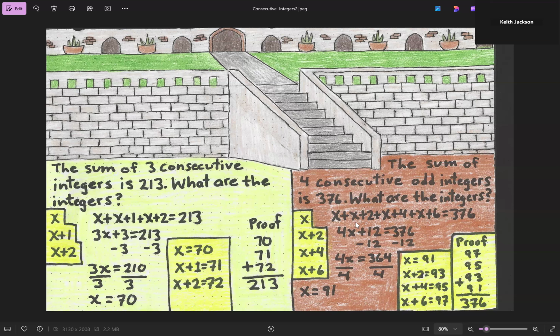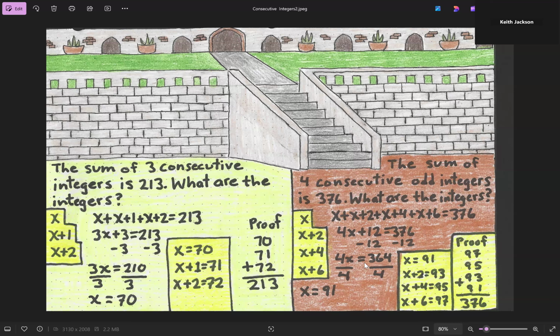And here's what we're going to do to find that out. We're going to write it out like this. x plus x plus 2 plus x plus 4 plus x plus 6 is equal to 376. Let us combine our like terms in the form of x's, and we have four of them, 1, 2, 3, 4. And that is 4x. And let us combine our like terms by adding up the numbers. 2 plus 4 plus 6 will give us 12. And now we have 4x plus 12 is equal to 376. Let us balance the equation by subtracting 12 from both sides. And when we do that, we will have 4x is equal to 364.